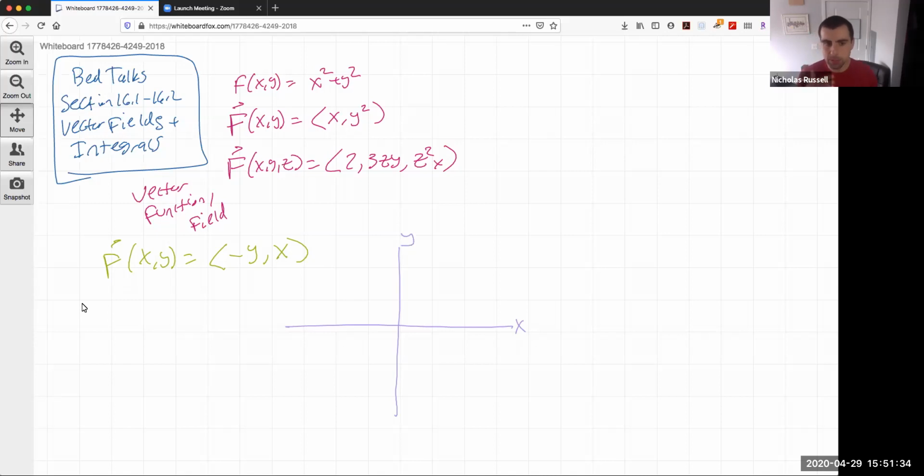So we need to be plotting vectors, and we need to make sure that we understand the length, the magnitude of each vector that we plot. So the longer the vector, the faster I will be going in that direction.